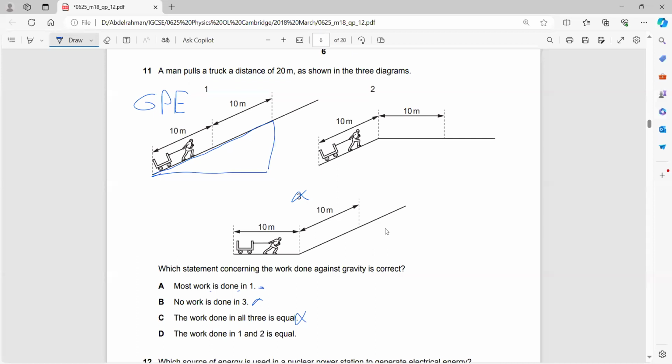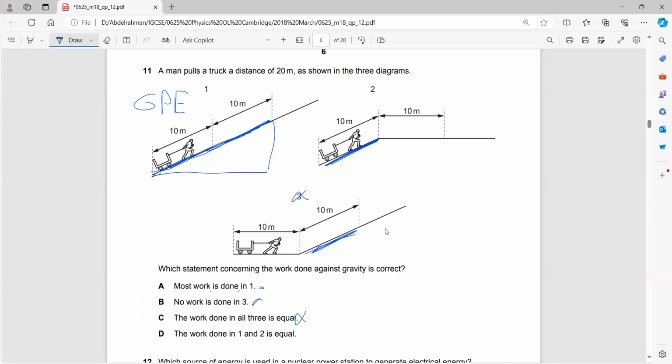So in diagram one, he's doing the most gravitational potential energy plus the work done because it is inclined. In question three, you only have 10 meters of inclination, and in diagram two, you only have 10 meters of inclination. But in diagram one, you have 20 meters of inclination. That's why it would be much harder for you. You can think about it, okay?